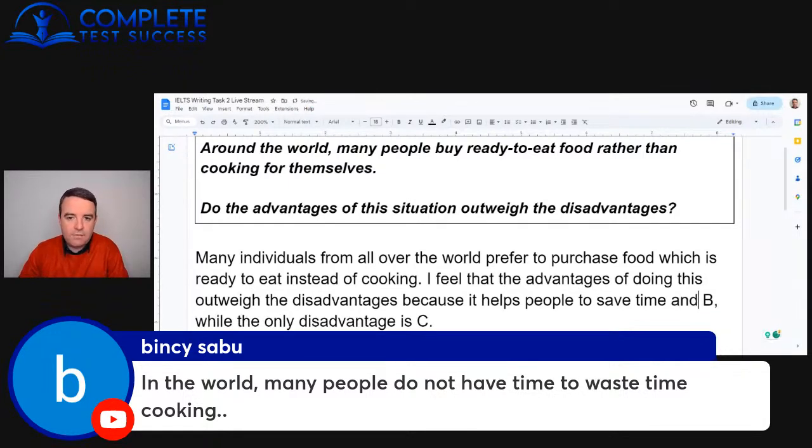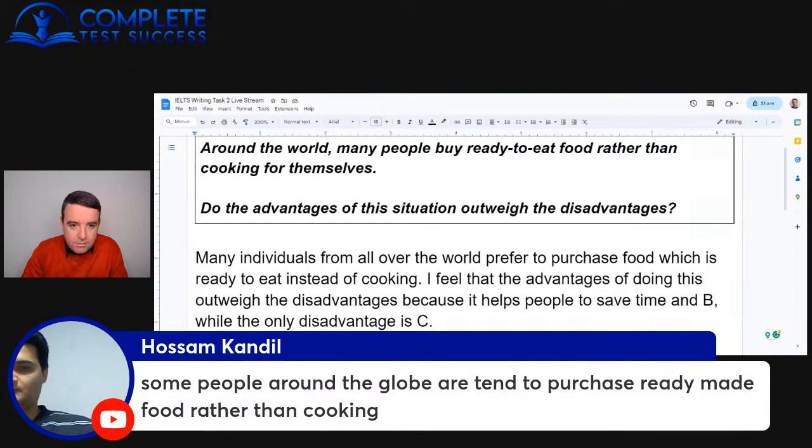And again, I don't mind if we have two disadvantages. I can just swap them around. We don't have to have two advantages and one disadvantage. We might have two disadvantages and one advantage. We'll just continue to think of ideas, whichever idea comes next, as long as it's relevant and specific, we'll use it. Okay, some people around the globe tend — "tend" is a verb — tend to purchase ready-made food rather than cooking. Good.